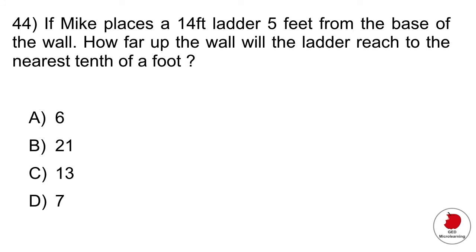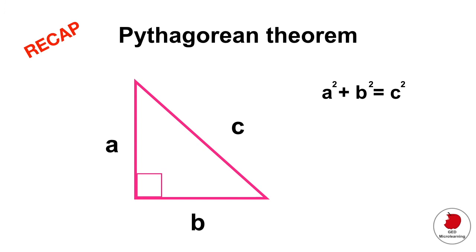All right, the next question is also a triangle question. So it says, if Mike places a 14-foot ladder 5 feet from the base of the wall, how far up the wall will the ladder reach to the nearest tenth of a foot? And here, what they're alluding to is this idea of the Pythagorean theorem, okay? That says that when you have a right angle triangle, this is the formula that you have to follow, okay?